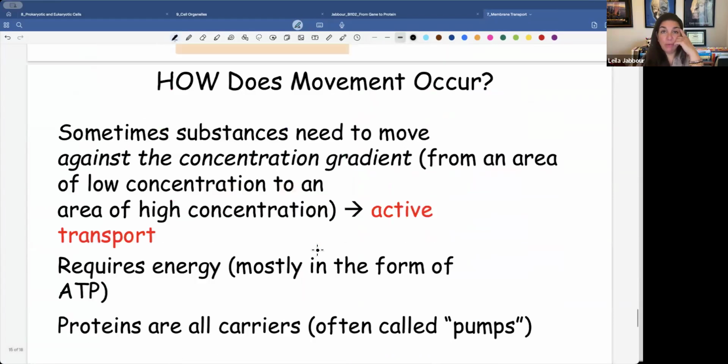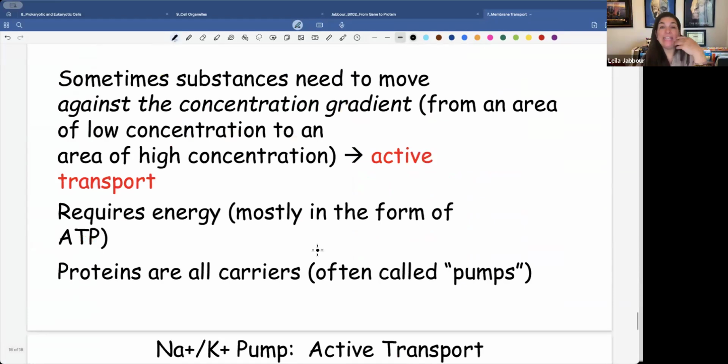However, sometimes the cell will want to move things against their gradient. Oh my goodness. It's like the solutes are going into a compartment where they're already concentrated, against their gradient. So imagine you have a classroom with 50 seats, and you're inviting and pushing and forcing 200 students to sit in that classroom on each other's lap, on top of each other, sharing one space. It's going to be very, very crowded, and it's just going to require energy.